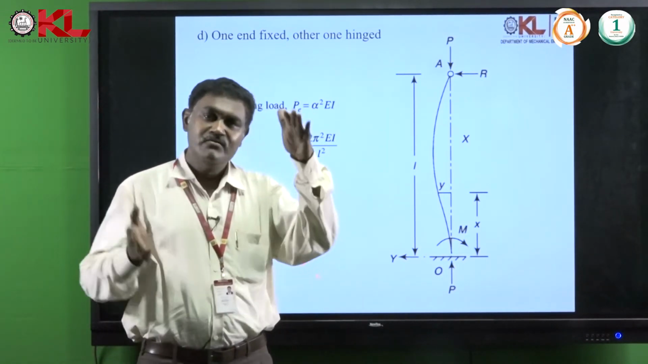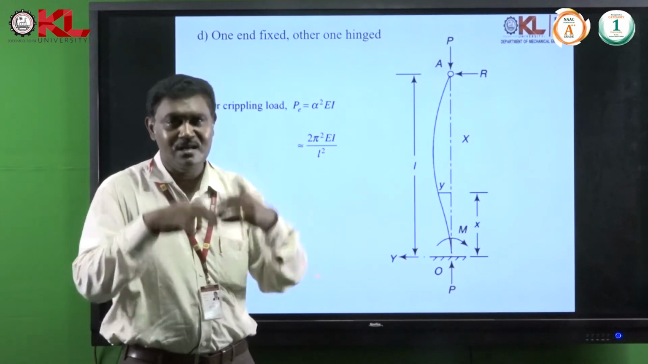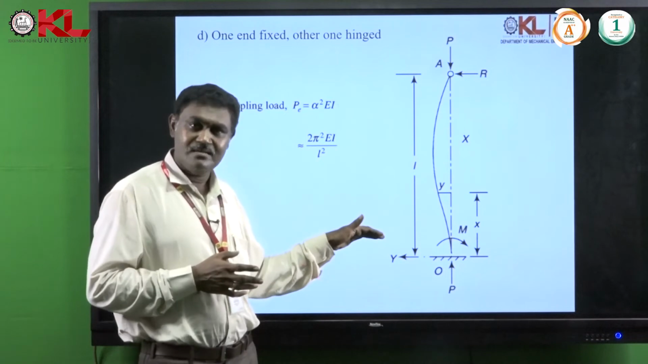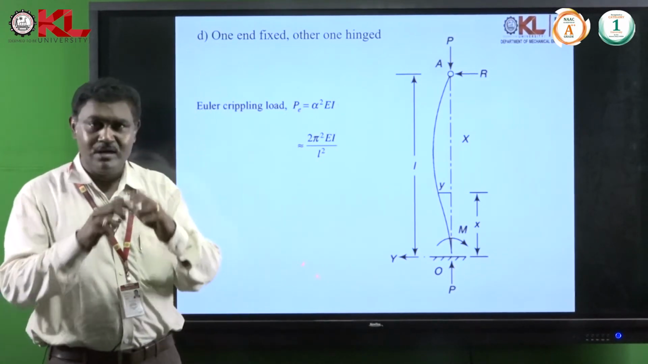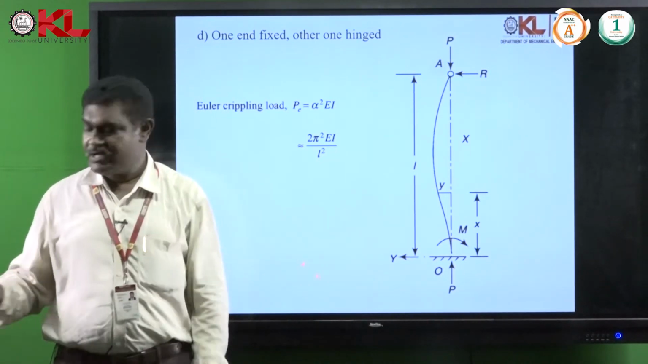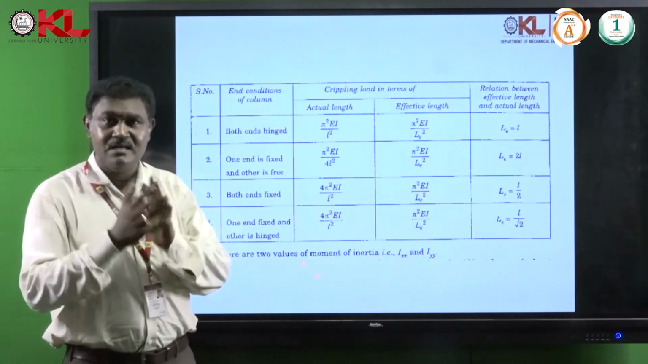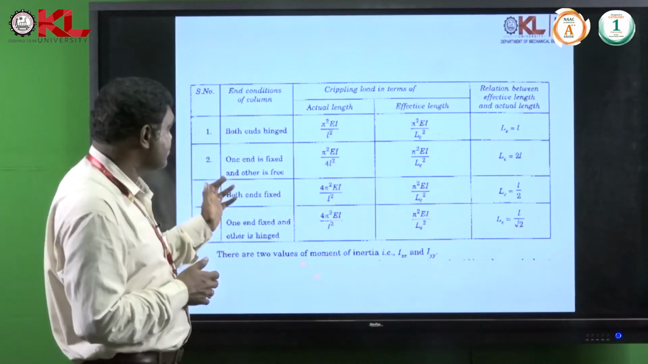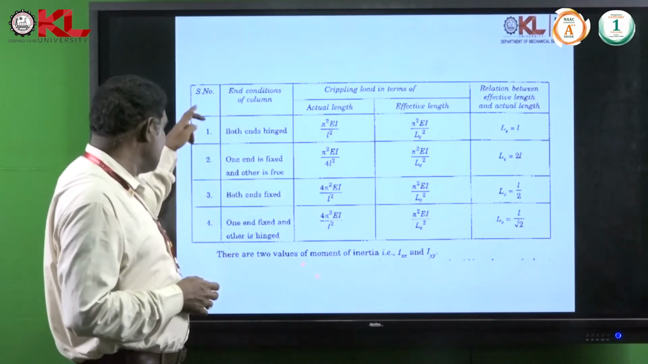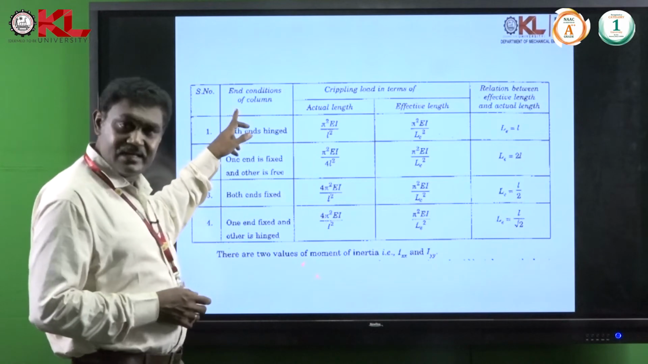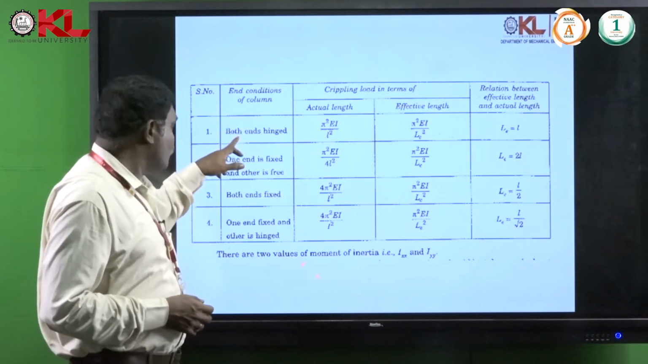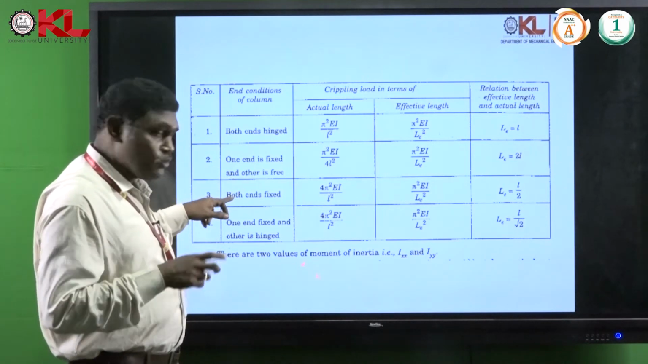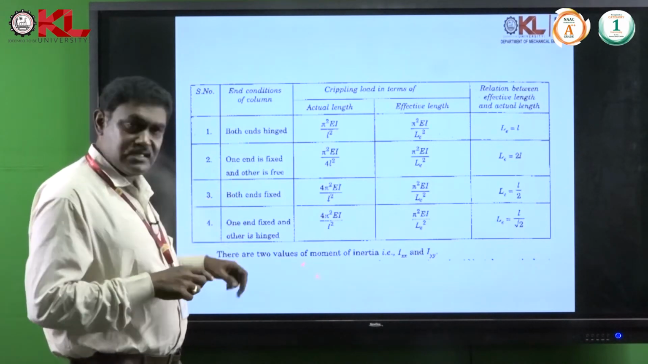These are the 4 cases generally observed in columns, and you can calculate the crippling load by using Euler's theorem. Now, let us see all these 4 cases and their different formulas in a tabular form, which is easy to remember. The table has the serial number and the 4 cases of end conditions of the column: both ends hinged, one end fixed and the other free, both ends fixed, and one end fixed and the other hinged.